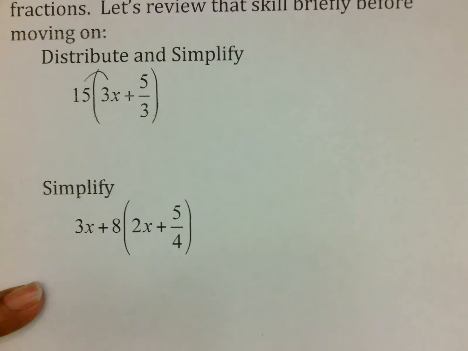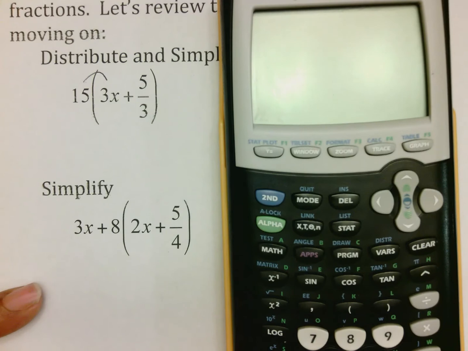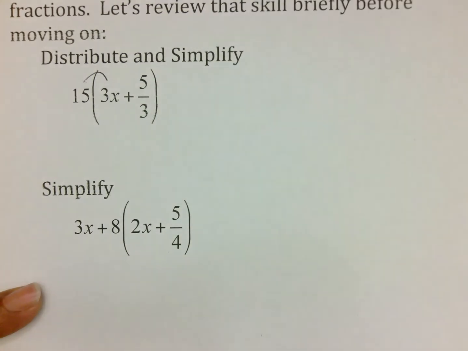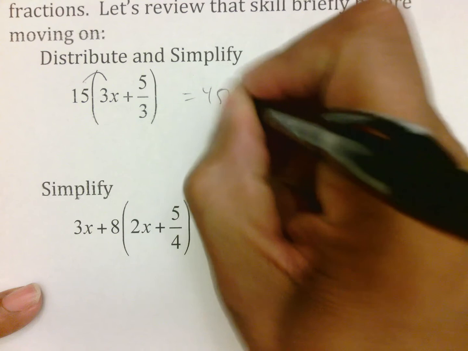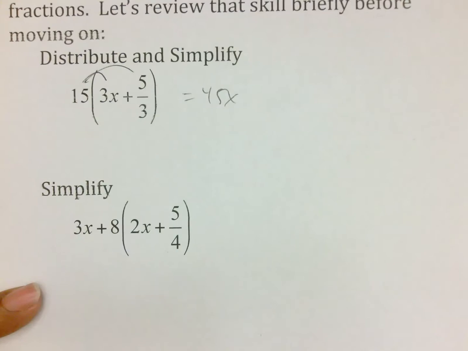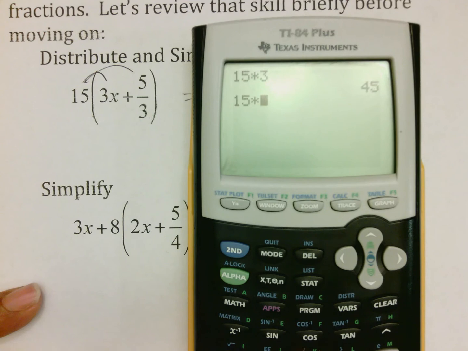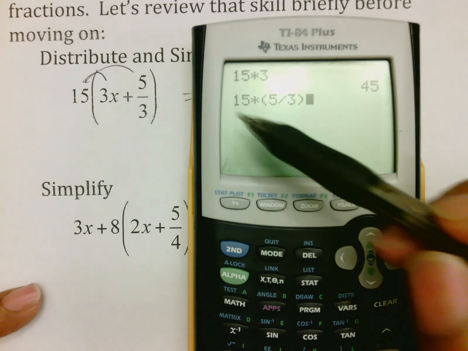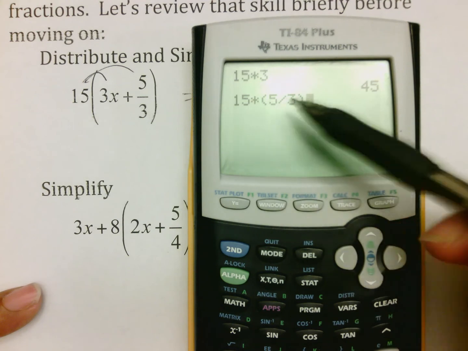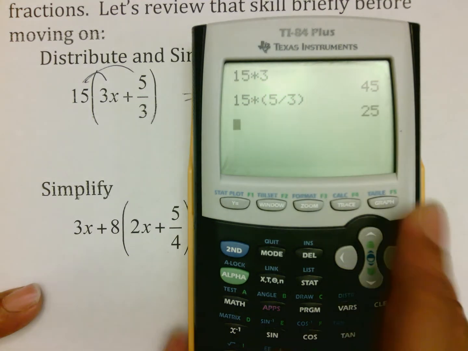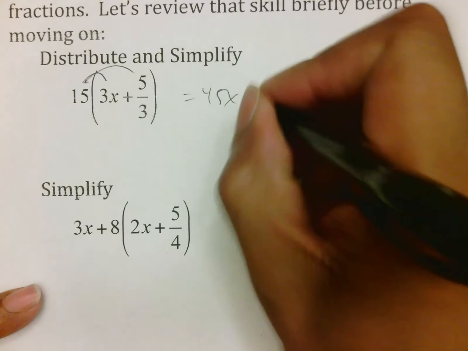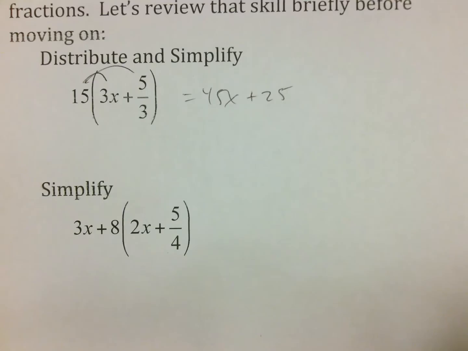So for example, we know we have to do 15 times 3x, so I would just type in 15 times 3, which is 45, so that's going to be 45x. And then I have to do 15 times 5/3, which, as I showed you before, as long as you put the fraction into the parentheses, this is your 15 times 5/3, and you end up with the answer of 25, which gives you a nice, simple, easy answer.